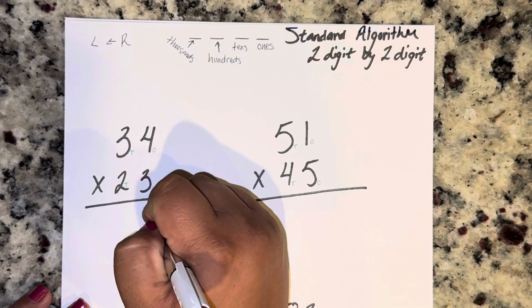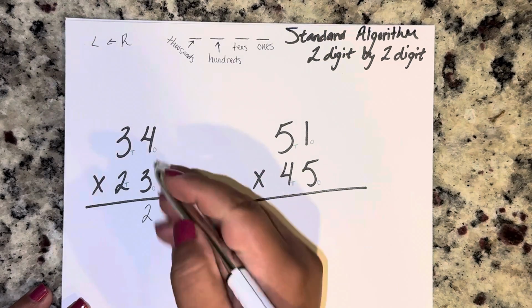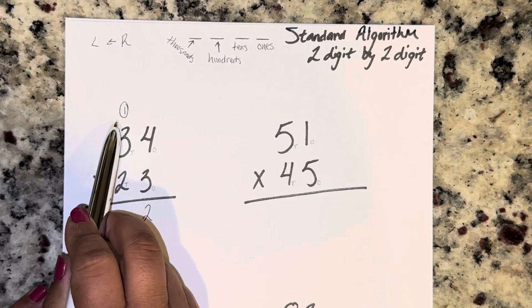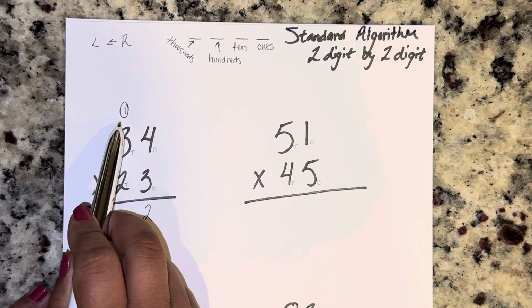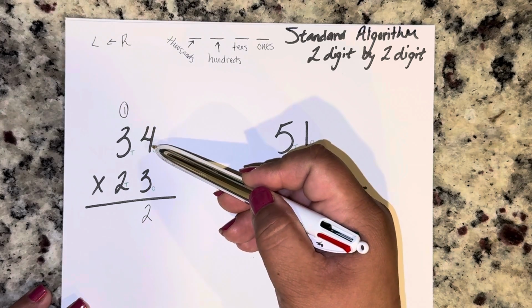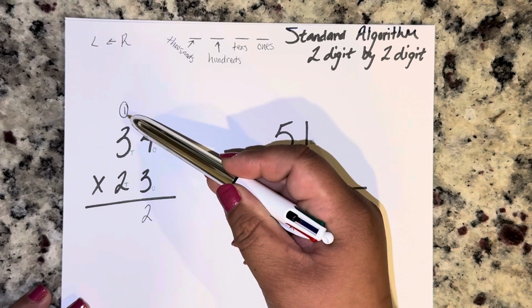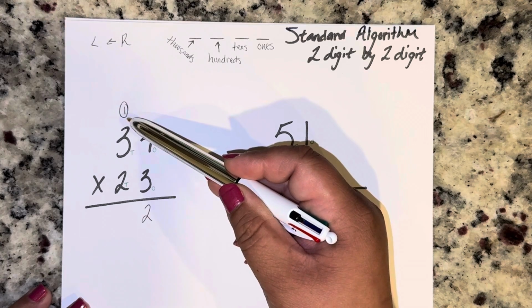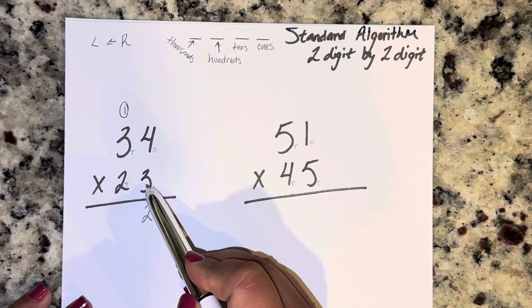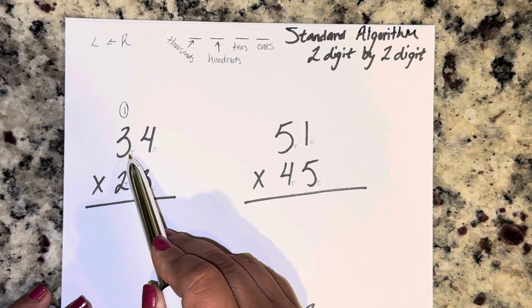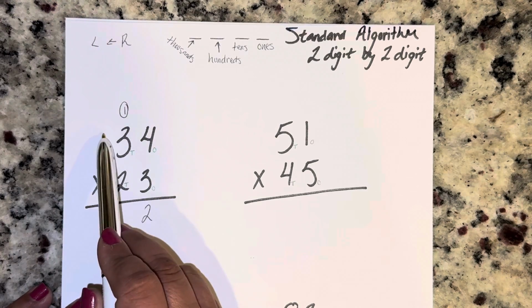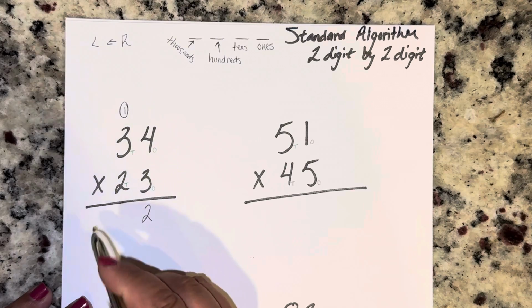I'm going to bring my 2 down, and I'm going to regroup my 1 because I still have to multiply other digits. I'm going to circle my 1 to indicate that I need to add it when I get to that point. So again, 3 times 4 is 12. I bring down my 2, I regroup my 1 and circle it to indicate that I will add it once I reach that point. I finished with the 4, so now I do 3 times 3, which is 9, plus 1 is 10. Now I do not have anything further to multiply here, so I'm just going to bring my 10 down.